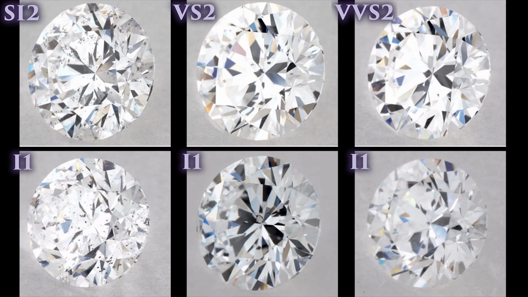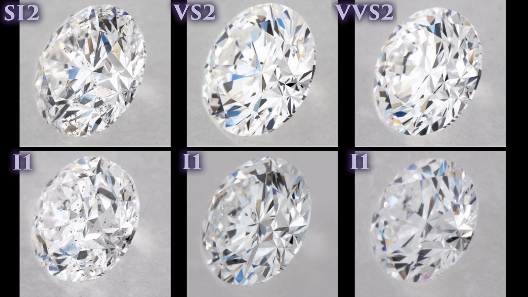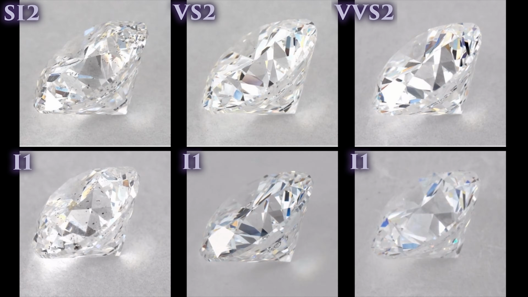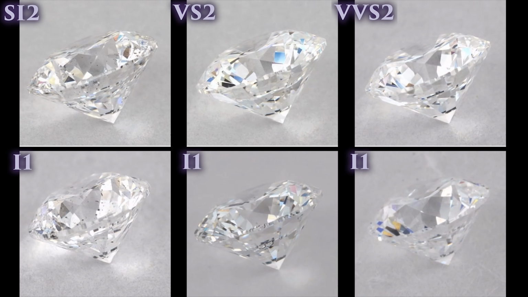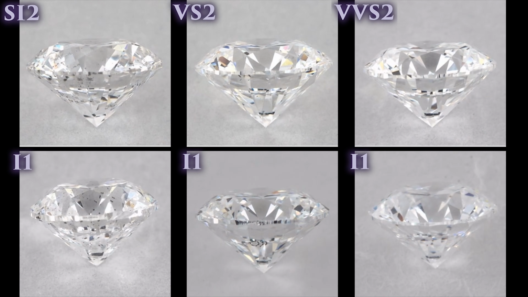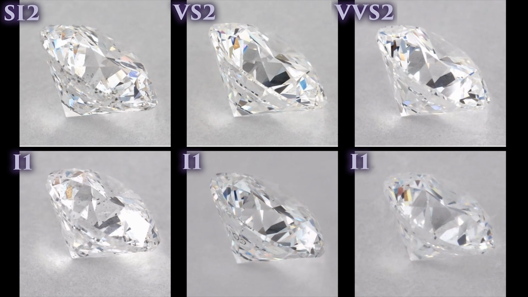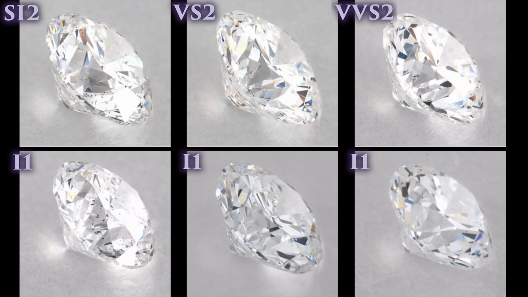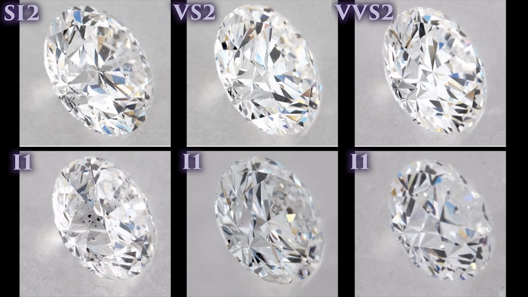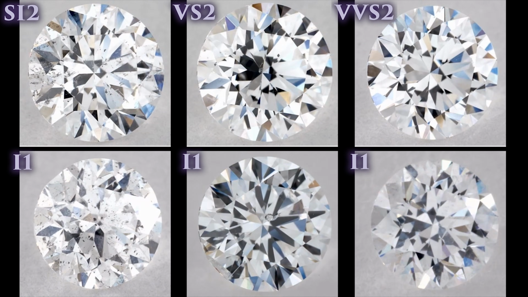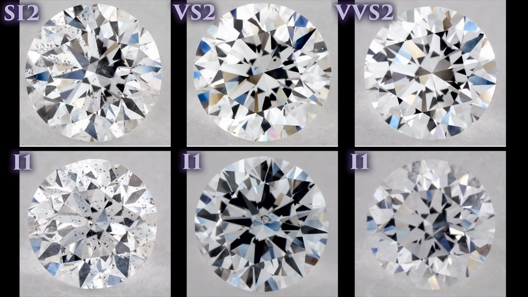First, we look at I1. The I stands for inclusion, which basically means there is a visible blemish in the diamond. Right off the bat, you can see the blemishes and how poor quality these diamonds look. The I1 diamond in the lower left looks dirty, even more than the SI2 diamond in the upper left corner. If you held this diamond 12 inches away, you would definitely be able to see all these inclusions, or at least that it looks not that great.